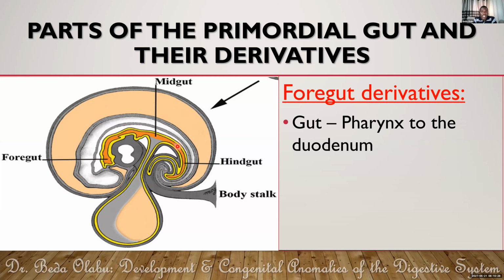So the question then arises, what's the junction between the foregut and the midgut segment? Remember, duodenum has 4 parts: D1, D2, D3, and D4. The junction between foregut and midgut is somewhere within D2, the lower parts of D2. That means that D3 and D4 are not foregut derivatives. D1 is a foregut derivative and a large part of D2. Okay.